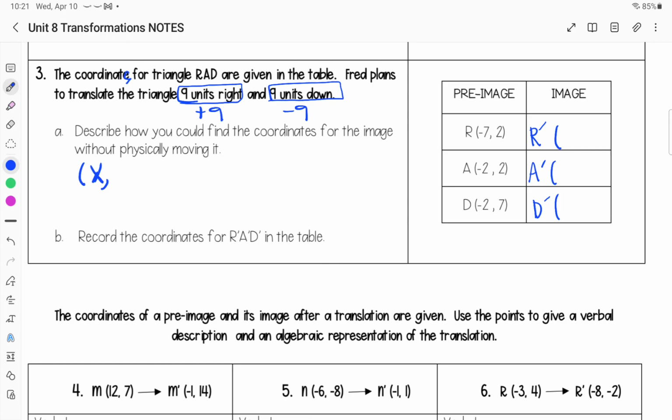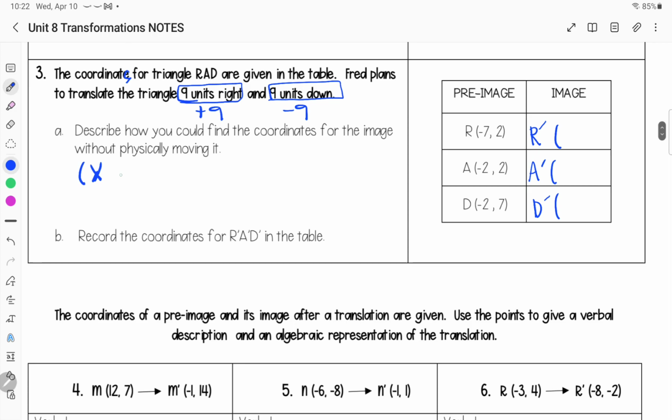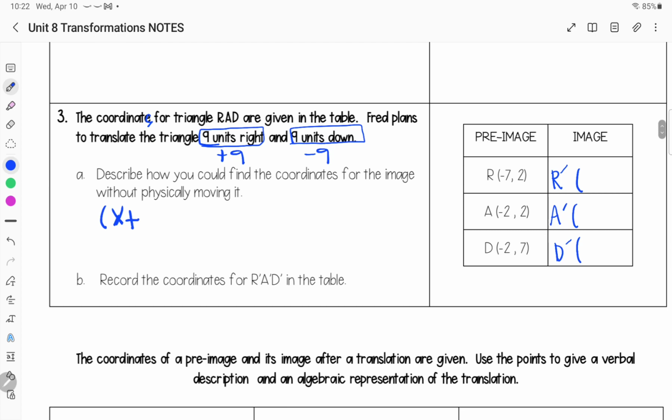So we'd have X, and since I'm going to the right, it would be X plus 9. And then this says take each Y value, and since this says go down, it would be minus 9. So can I find each value? I for sure can find each value.